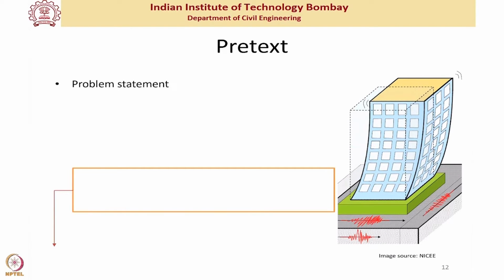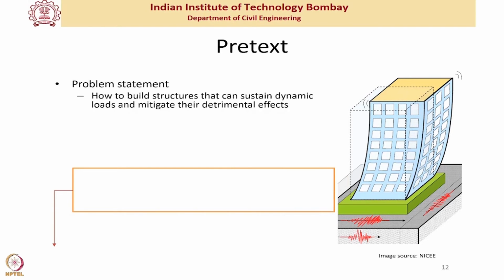What is the problem statement for this course, or what are we trying to do here? The problem statement is how to build a structure that can sustain those dynamic loads that we have discussed in previous slides and mitigate their detrimental effect. That is a larger goal. And what is the solution for that? The solution is to design structures for dynamic effects of load. Very simple, right? But it is not as simple as this statement makes it sound.